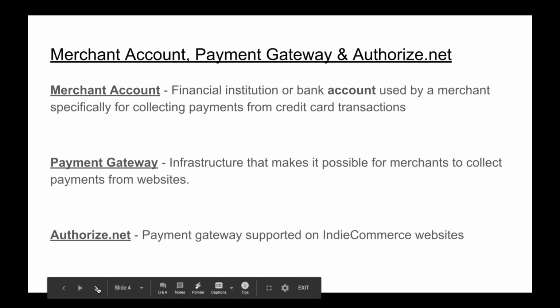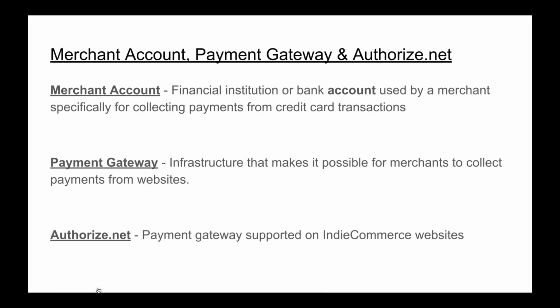Now, there are three terms that will be repeatedly used when we talk about credit card processing and IndieCommerce sites. So let's go over what those three terms are. Merchant account is the financial institution or bank account used by the merchant specifically for collecting payments for credit card transactions. It could be online or in-store. And payment gateway is the infrastructure that makes it possible for merchants to collect payments from your websites. And Authorize.net is the payment gateway that is supported on IndieCommerce websites.